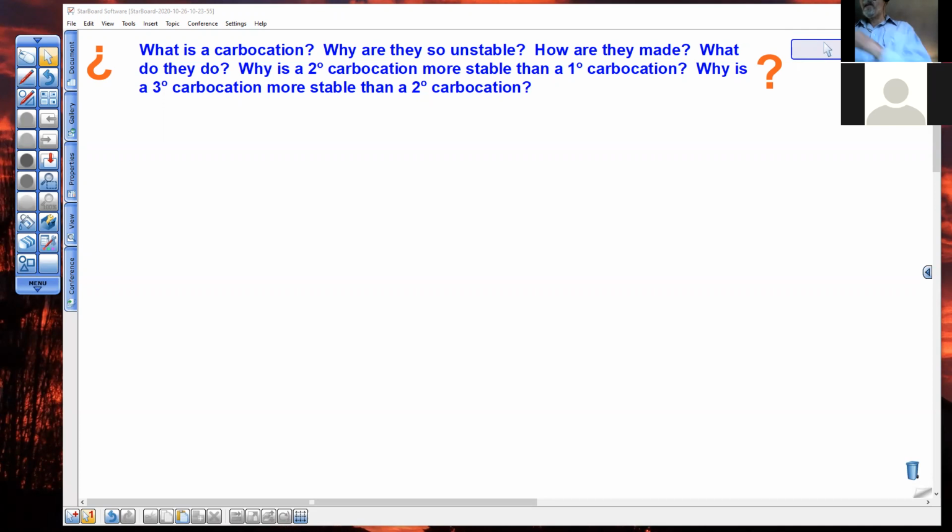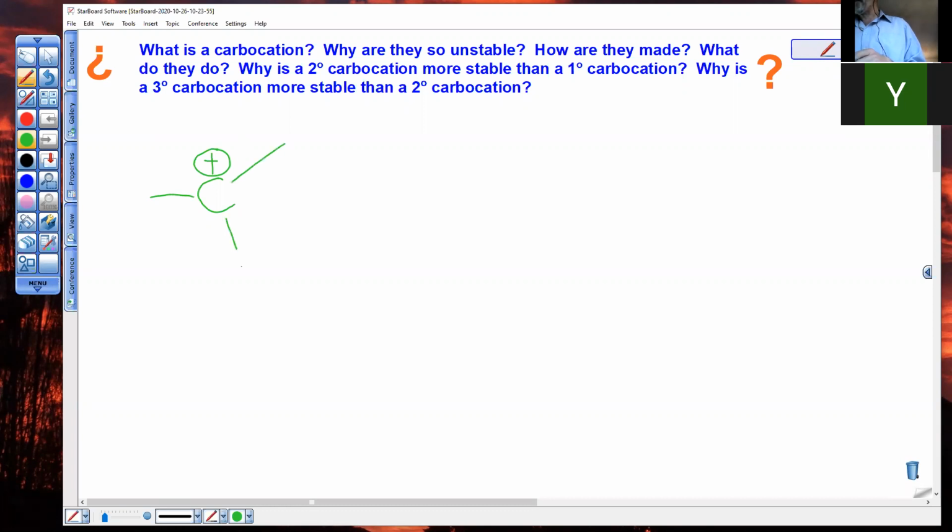What is a carbocation? Good question. A carbocation is a species where carbon has a positive charge. This is not normal for carbon. How many bonds does carbon have if it's going to have a positive charge? It's going to have 3 bonds. So that answers what is a carbocation.